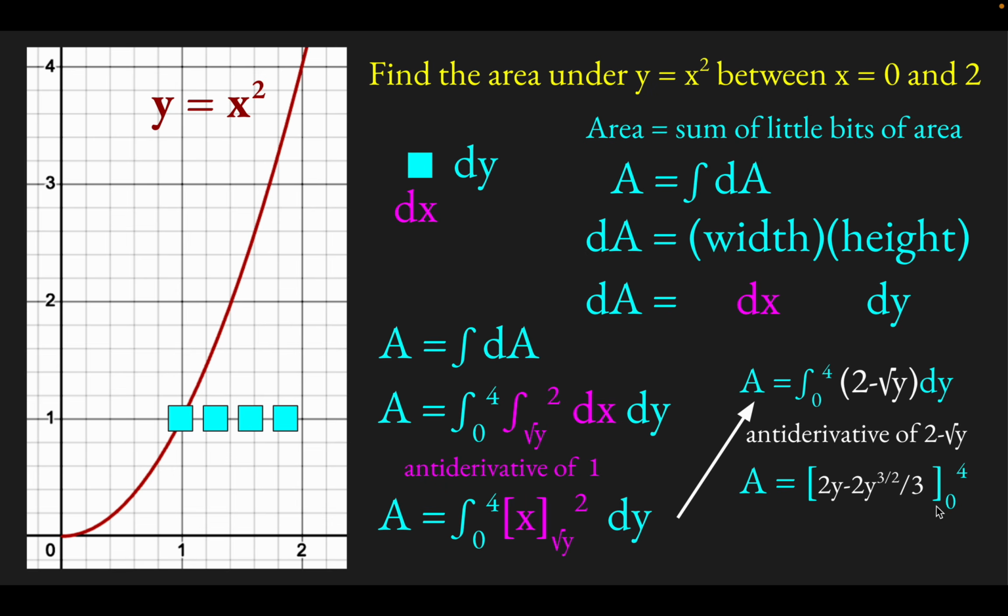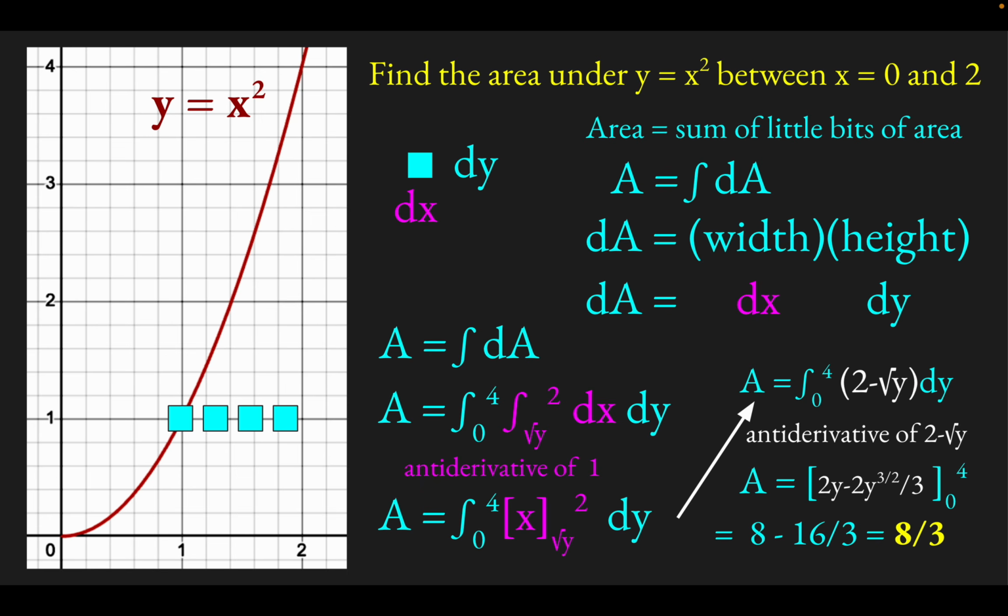Evaluated at the 0 limit, that gives you nothing. So we really just need to focus on what happens when we put a 4 in there. 2 times 4 is 8. Now 4 to the 3 halves: first you take root 4, which is 2, and then if you cube it, you get 8. So 2 times 8 over 3 would be 16 over 3. So 8 minus 16 over 3, or 24 over 3 minus 16 over 3, gives you 8 over 3, which is the same answer that we got before.